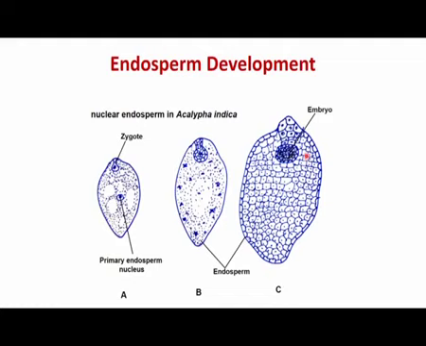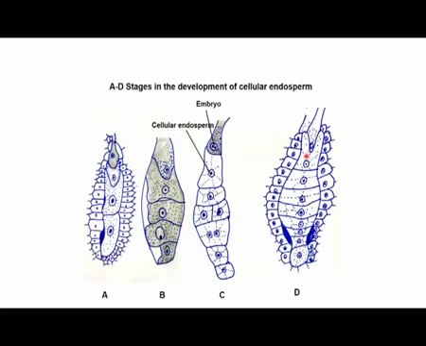Now, the second class is known as the cellular endosperm, the cellular type of endosperm development. In the cellular type of endosperm, the first nuclear division of the primary endosperm nucleus is followed by the formation of either a longitudinal or a transverse cell wall in the central wall. So, in this case, as soon as the division happens, it forms the cell wall. Subsequent nuclear division and wall formation result in the cellular type of endosperm.